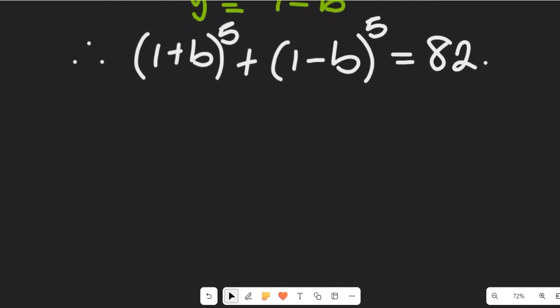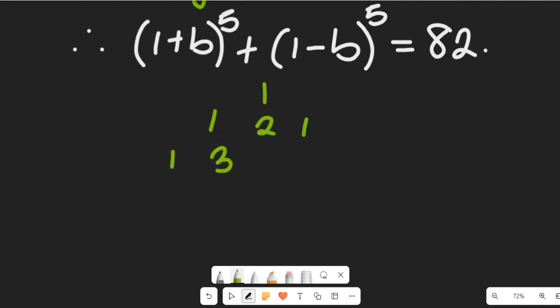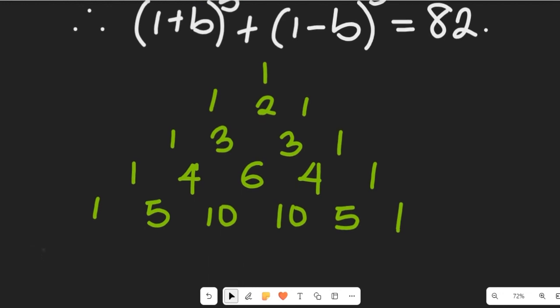Simplifying to the fifth power, remember we can use the binomial theorem. Now, what is it about the binomial theorem? You must have recalled it. We have 1, and this will give us 1, 2, 1, and this will be 1, 3, 3, 1, and this will give us 1, 4, 6, 4, and then we'll have 1. For the fifth power, we'll have 1, 5, 10, 10, 5, and then 1. So we're going to consider the fifth powers of those equations.